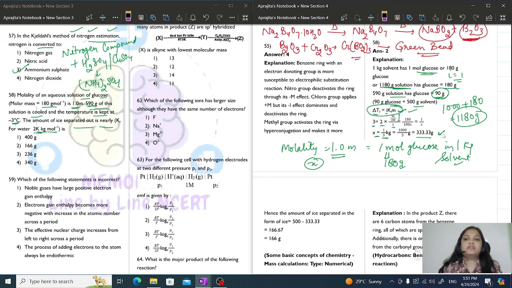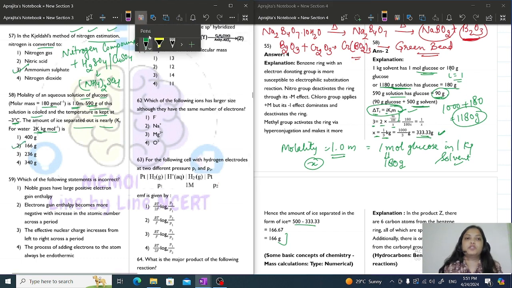So earlier it was 500 grams of solvent, but when the temperature was lowered to minus 3 degrees, this much is left. So how much ice is formed? We will be subtracting it. It means around 166 grams of ice is separated out because the amount of solvent has decreased. So the answer is option 2.